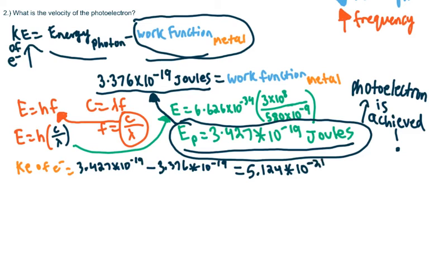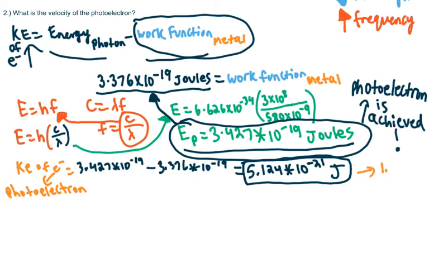Remember, this is kinetic energy, so we have joules. Finally, this is the kinetic energy of our photoelectron. We have to be specific, so we draw an arrow and say, in particular, our photoelectron, because our electron was freed by a photon. So now we solved number one, and this is the answer to number one.